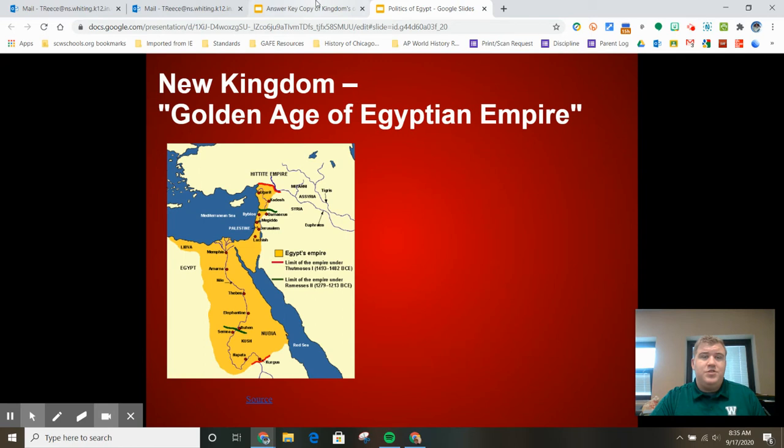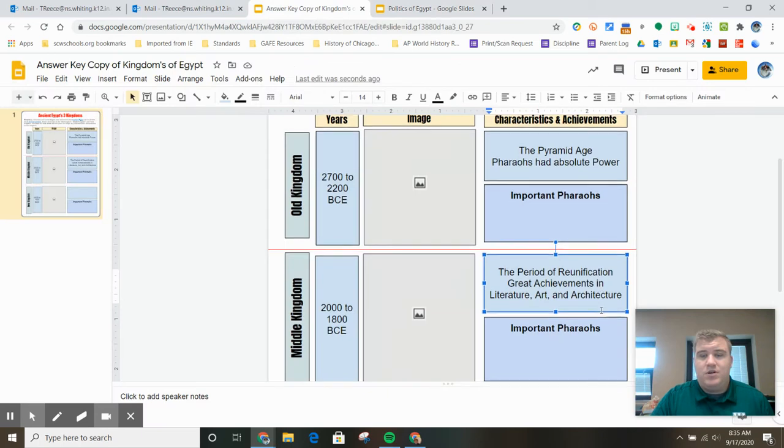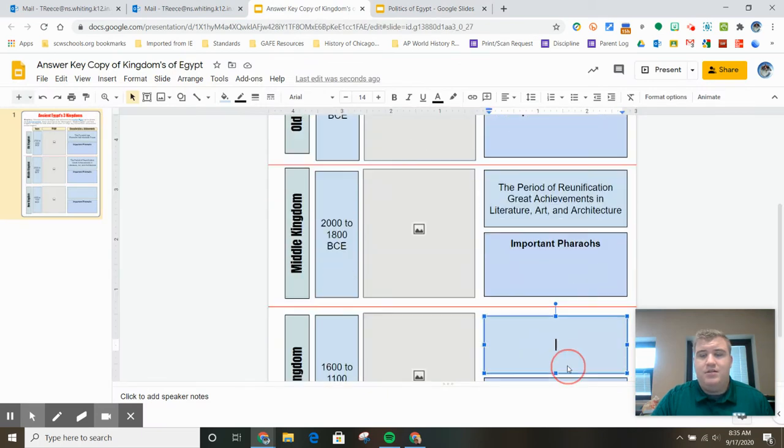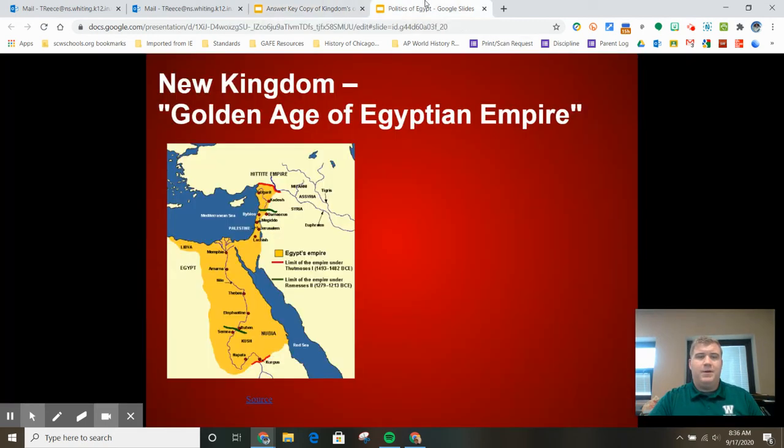All right, moving on to the greatest time period of this time, and that is the New Kingdom, or what we will call the Golden Age of the Egyptian Empire. So again, we see quotes. We're going to go down to here, and we are going to put the Golden Age of the Egyptian Empire. Press enter, and then we'll go from there.